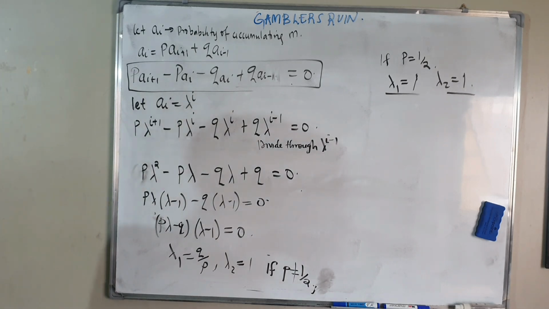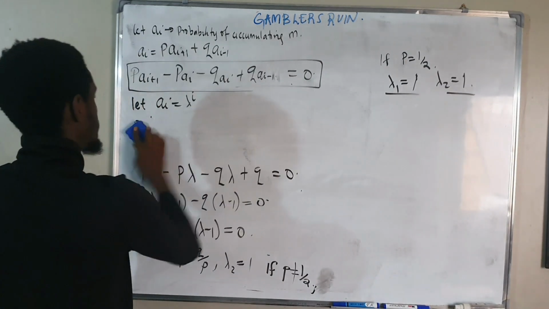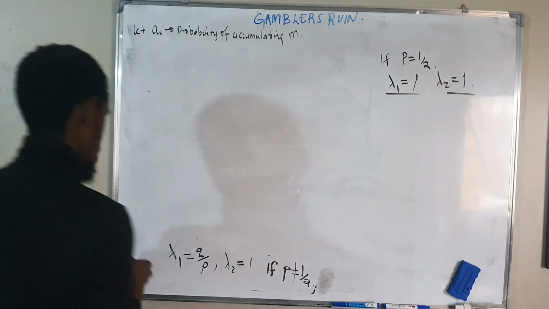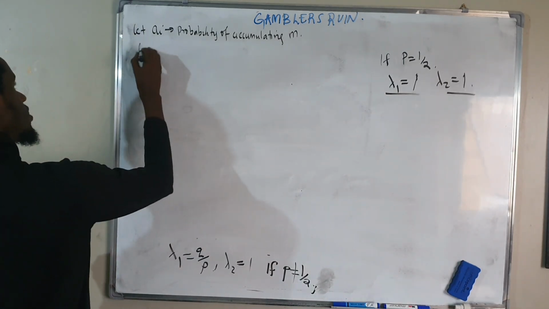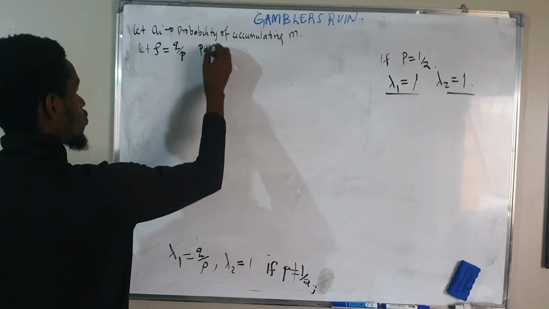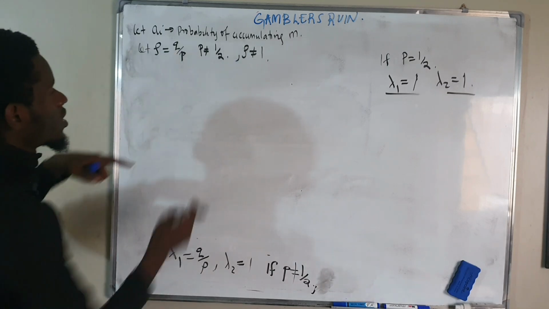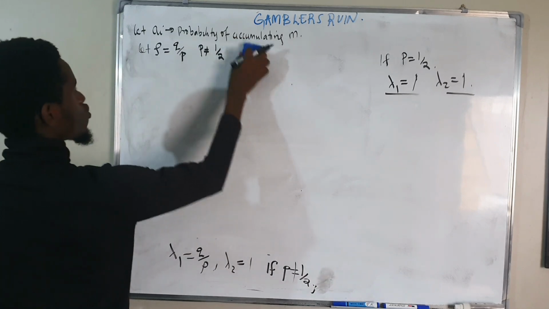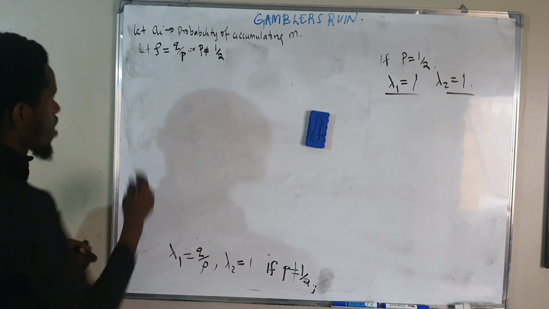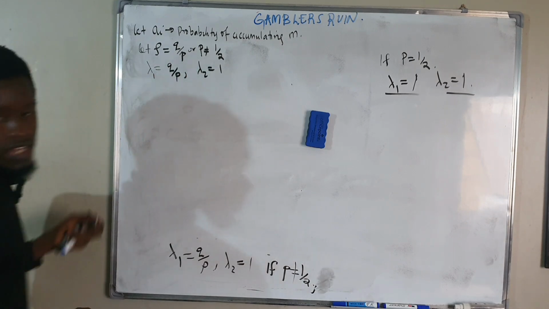Now, from there, we are going to see how to find our general solution. From that step, let us go and see how we get the general solution. Let us begin: first let rho equal Q over P, and P is not equal to a half, so rho is not equal to 1. If my rho equals Q over P, and P is not equal to a half, then we shall say that we have real and distinct roots. Therefore, my lambda 1 is going to be equal to Q over P, and my lambda 2 is going to be equal to 1. These are real and distinct roots we have now.